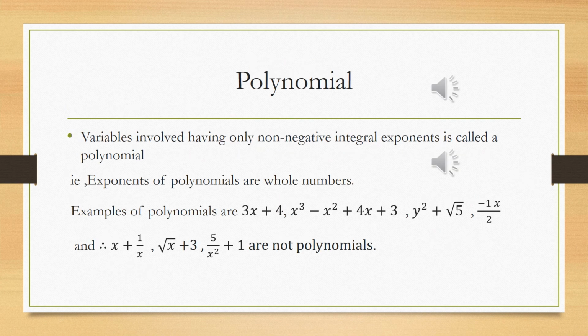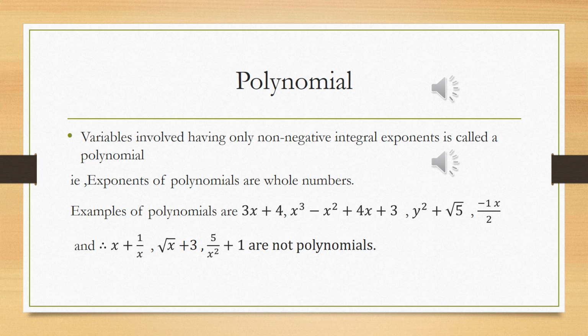So, what is the difference between an algebraic expression and a polynomial? In the previous slide, we have seen different examples for algebraic expressions. But I can say, in those expressions, x plus 1 by x, root x plus 3, 5 by x square plus 1 are not polynomials. Why are they not polynomials? x plus 1 by x is written as x plus x raised to negative 1, where the power of the second term is a negative integer.